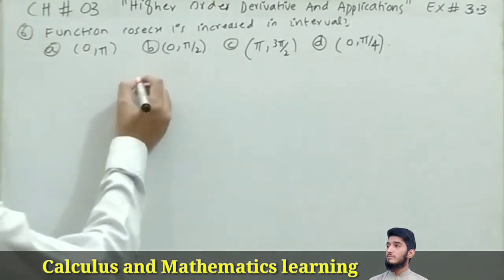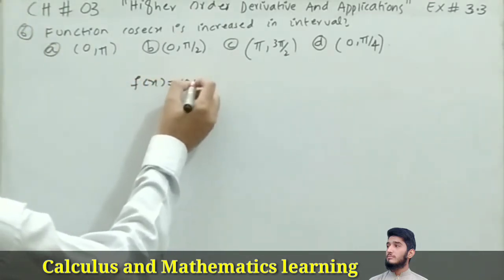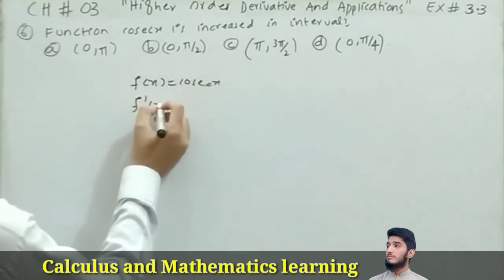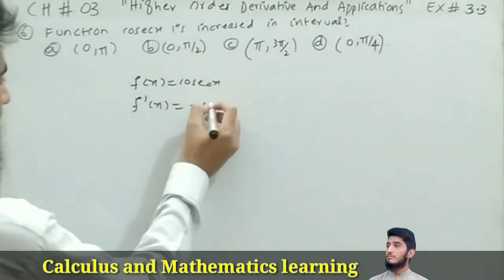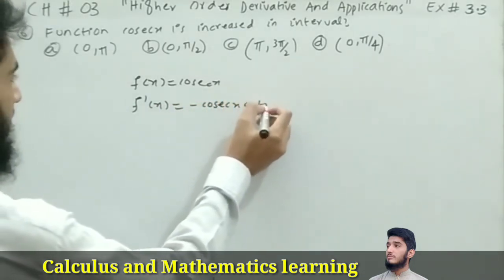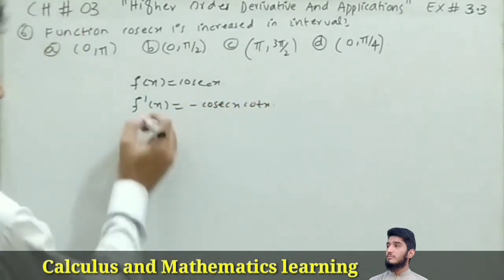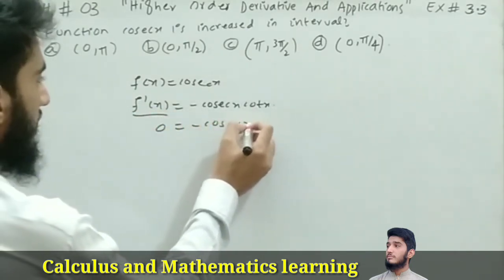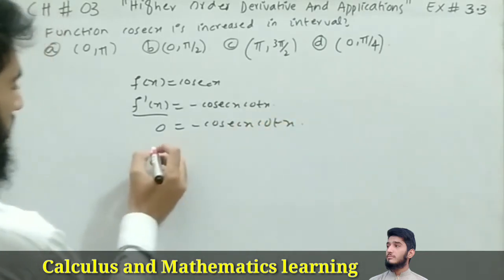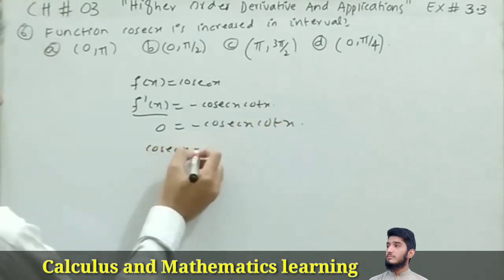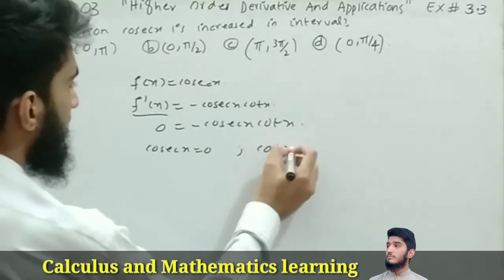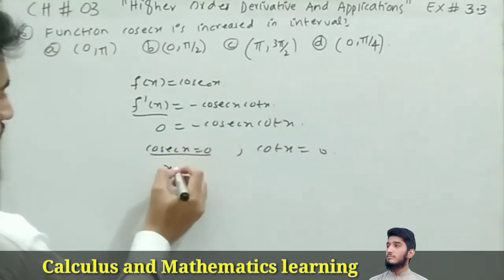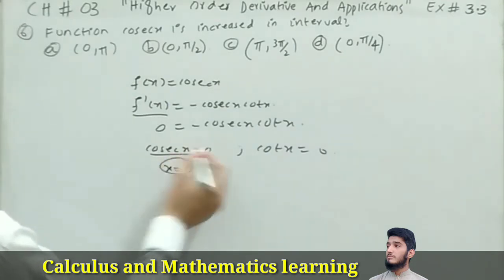So we take the given function f of x is equal to cosecant x. For increasing and decreasing, we will differentiate the given function. So f prime of x will be, the derivative of cosecant x is minus cosecant x and cotangent x. Now we are going to find the critical values for which we make the first derivative equal to 0. So it becomes minus cosecant x into cotangent x. It means that either cosecant x is equal to 0 or cotangent x is equal to 0. You know that if cosecant x is equal to 0, then the value of x is 0 because cosecant 0 gives us 0.